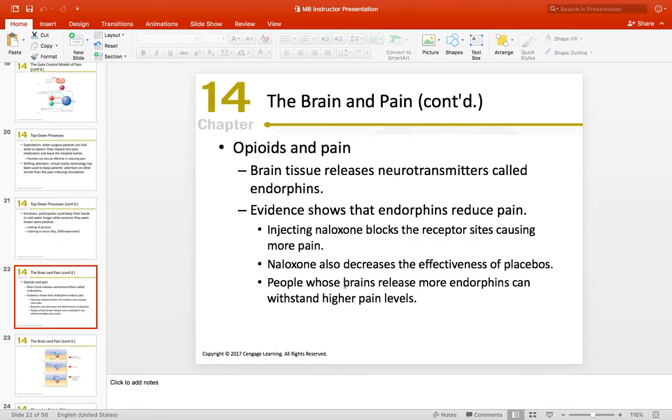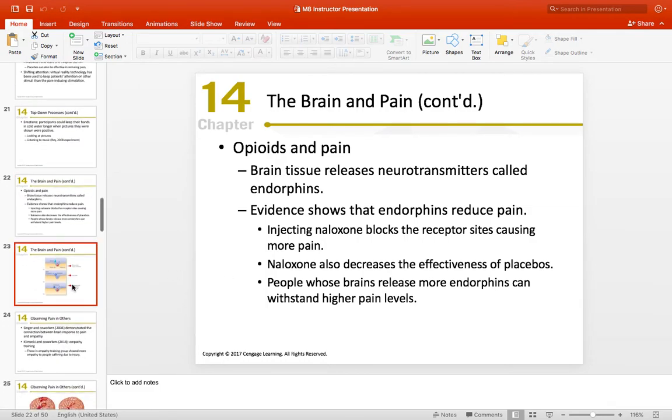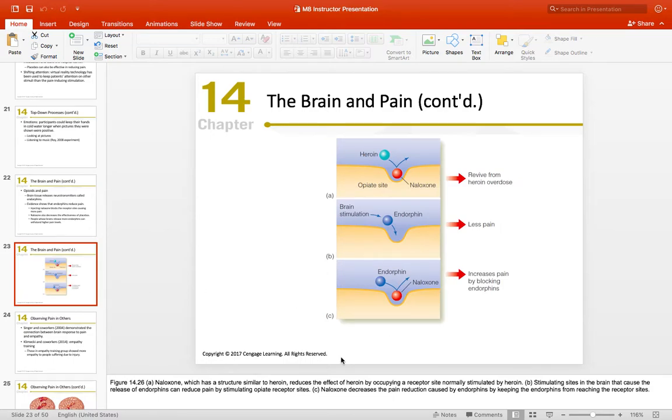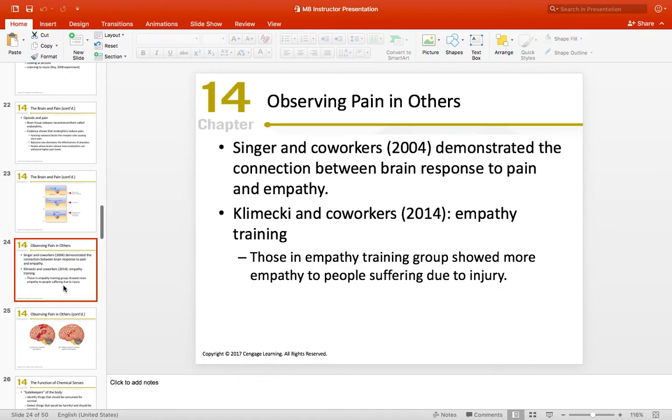This is sort of interesting. People whose brains release more endorphins can withstand higher pain levels. So we tend to vary on this, which is very interesting. And here you can see this is naloxone, which is a structure similar to heroin, reduces the effect of heroin by occupying receptor sites normally stimulated by heroin. Naloxone is sometimes used to help heroin addicts get over the addiction and so forth. But at any rate, I just wanted to mention that a little bit.